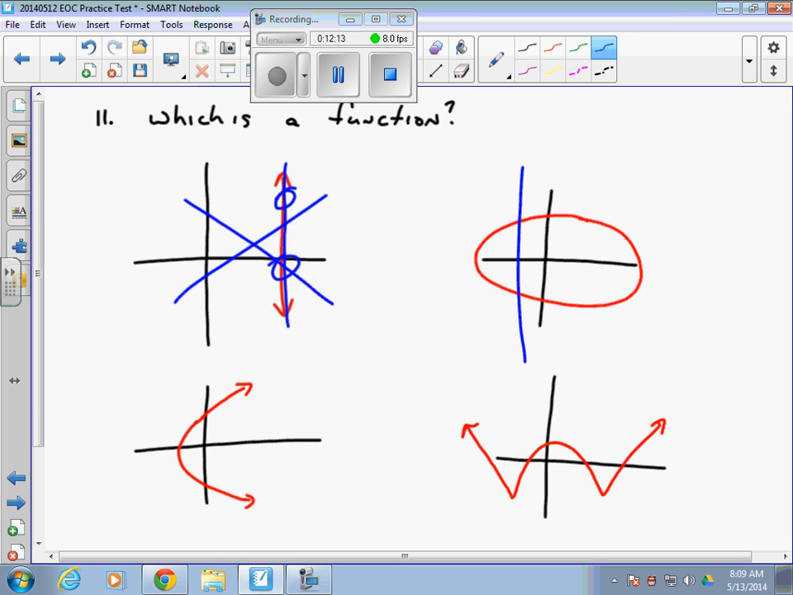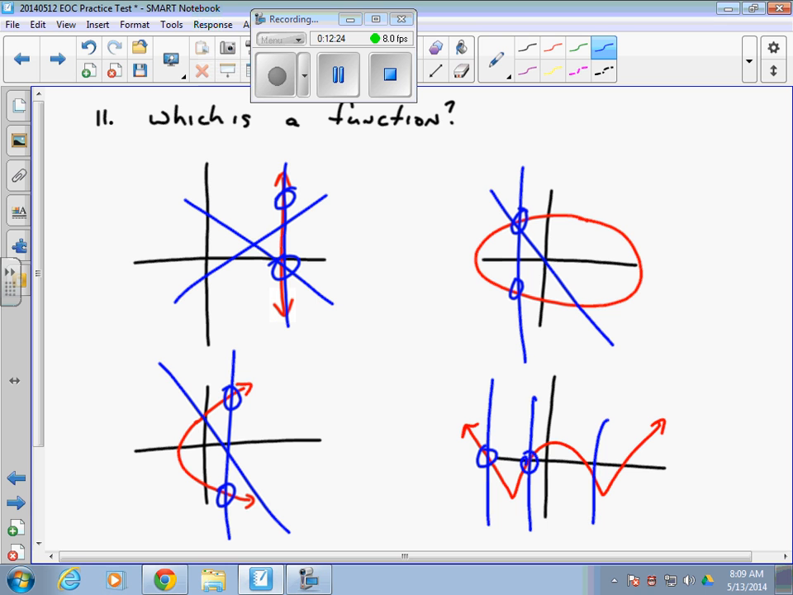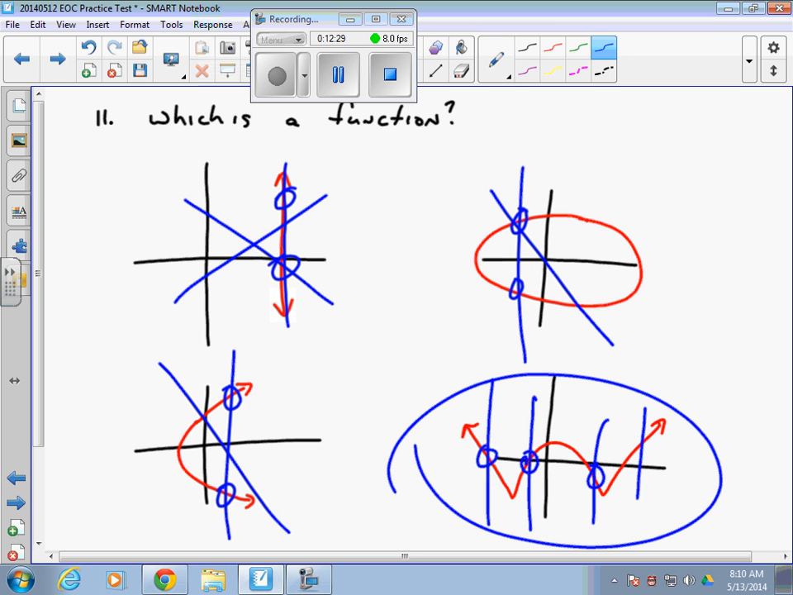If we draw a vertical line here, it crosses through at 2 points, not a function. Same with this one, 2 points, not a function. If we draw a vertical line on this one, it only crosses once. That one's the one right there. That's the only one. That's called the vertical line test.